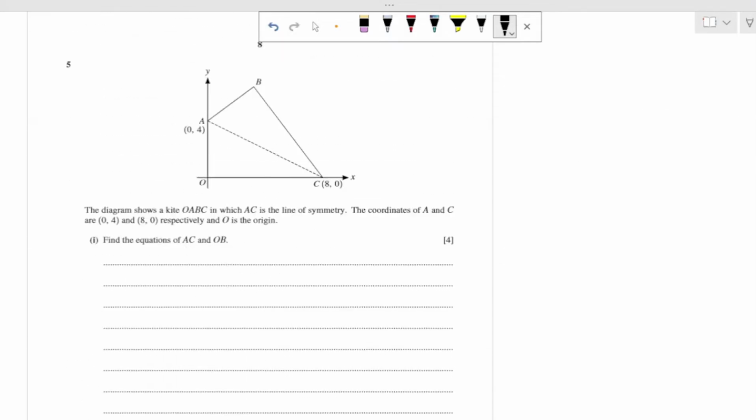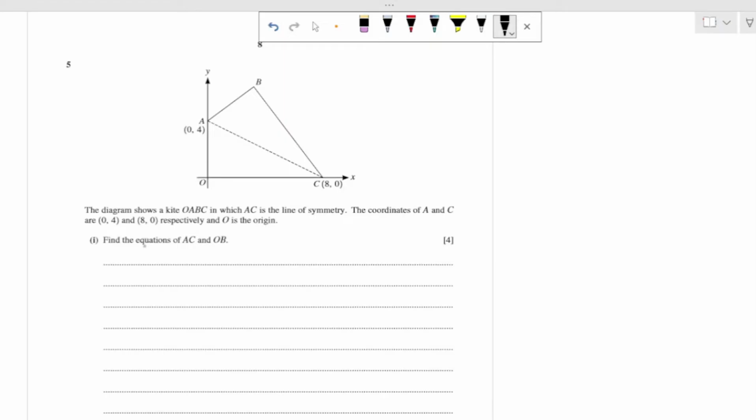231.6 degrees. And now we come to question 5 about coordinate geometry. Coordinate geometry should be one of the easiest topics to cover in this whole paper. So let's see the question. Diagram shows a kite OABC in which AC is the line of symmetry. Coordinates of A and C are 0, 4 and 8, 0 respectively, and O is the origin. So they have said to us this triangle AOC is similar to ABC triangle because AC is the line of symmetry. Find the equations of AC and OB.